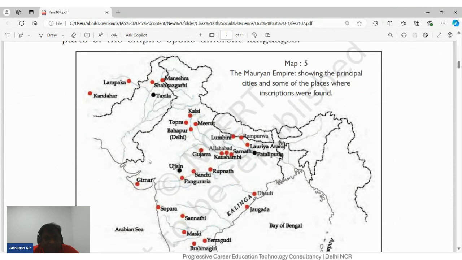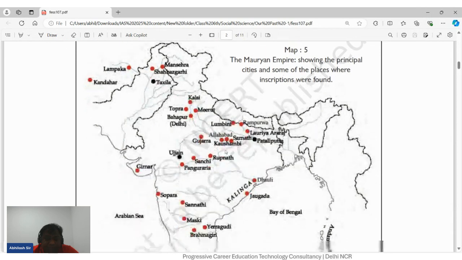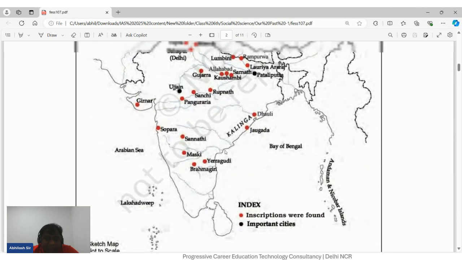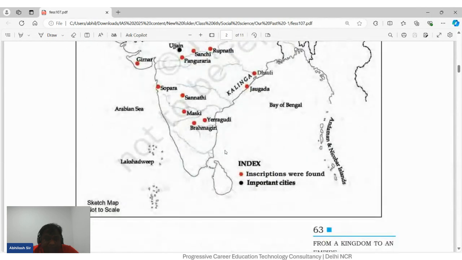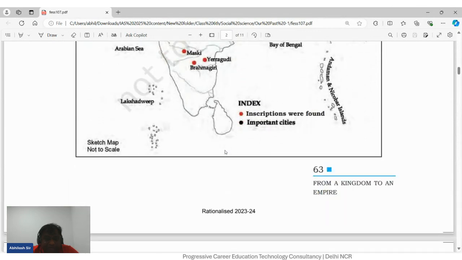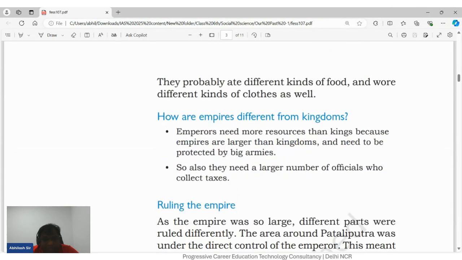So you have to see where to where it is spread. You have to mention the names of what you see in this map, and somebody who can recall or remember these maps can do very good answer writing.